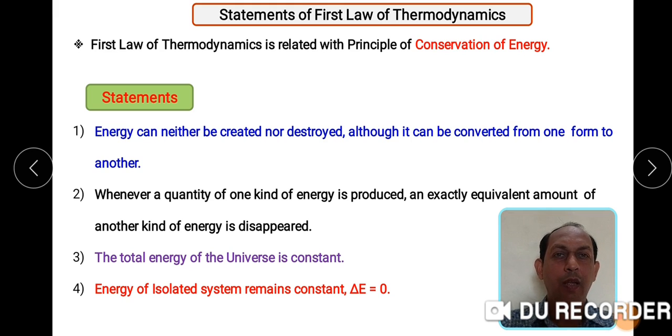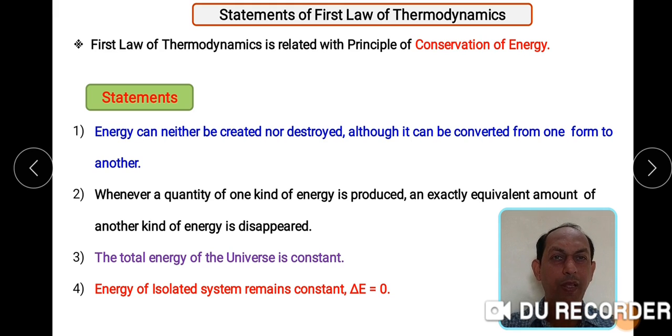Second statement: whenever a quantity of one kind of energy is produced, an exactly equivalent amount of another kind of energy disappears. So what does it mean? When one kind of energy is produced, suppose electrical energy, exactly that much of another form of energy disappears because it is being converted from one form into another. So what will happen when the first form of energy gets converted into the second form? Ultimately the first form disappears, because all the energy is utilized for carrying out the next form of energy.